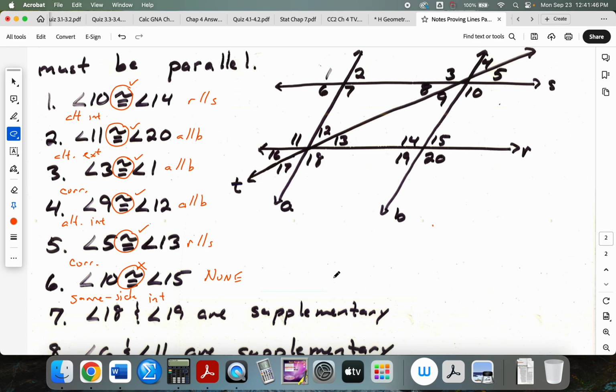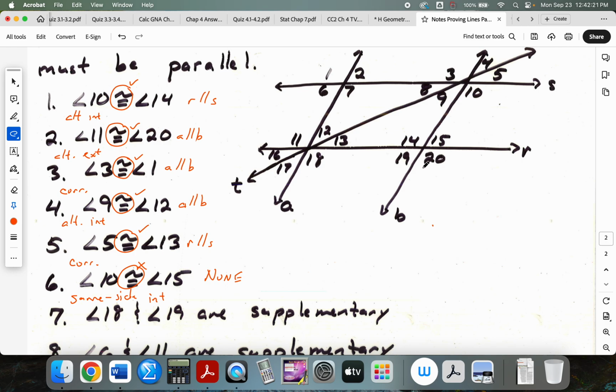What if 10 and 15 were 90? If they were right angles, then yes, but does it tell me that they're right angles? No. So it's possible, but the question specifically asks which ones must be parallel, which ones absolutely have to be, not which ones might be. It's a great question.